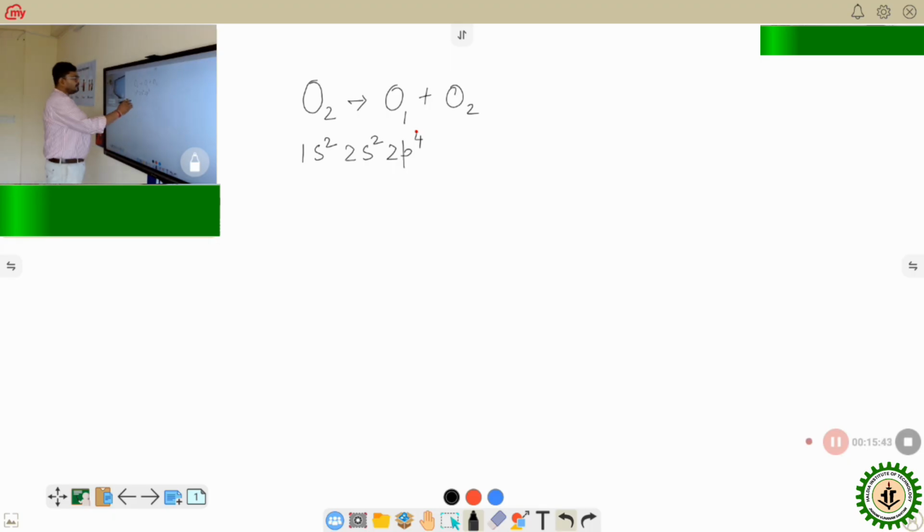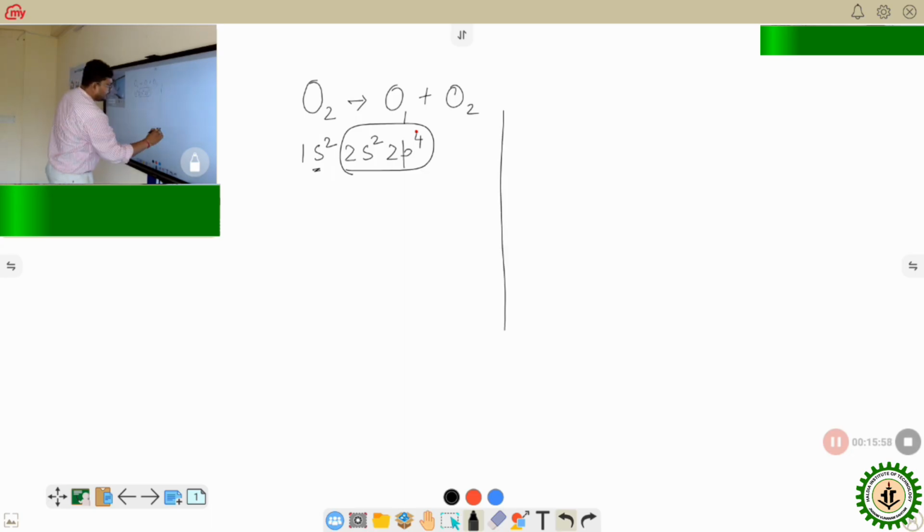So here we only consider the valence electrons, not the core electrons, because we know the core electrons are not enough to form the chemical bond. The valence electrons are responsible. So two energy bars will be there for the two oxygen atoms.